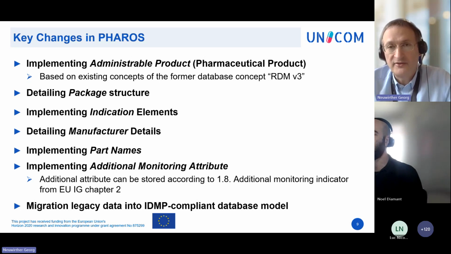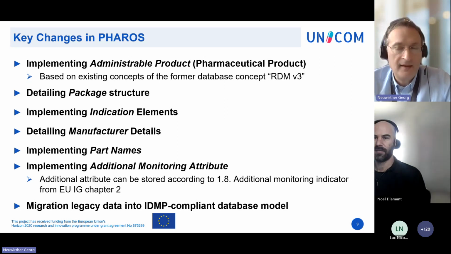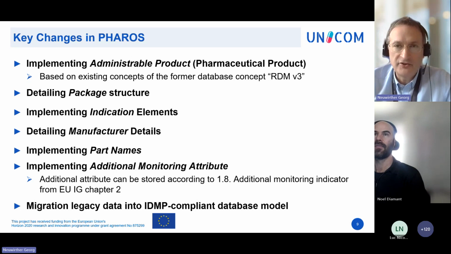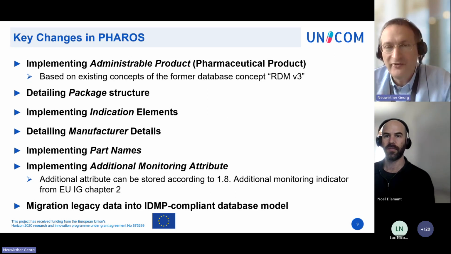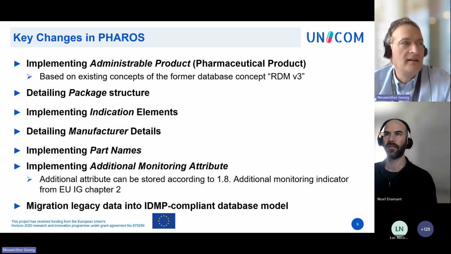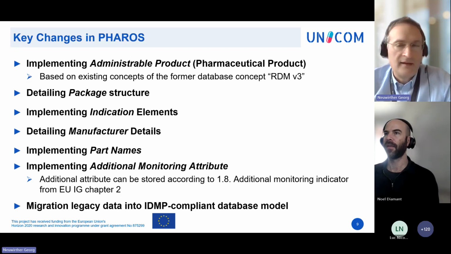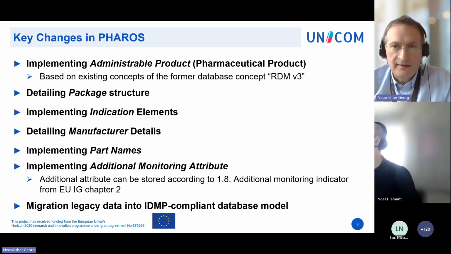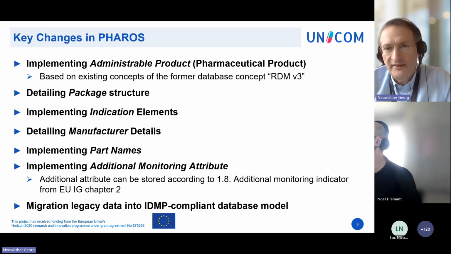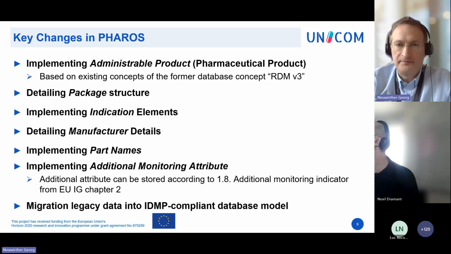Indications is a new information that we didn't have before in our system. Manufacturer details were enriched with new data elements. We also considered to have part names in the future. And we implemented some minor things, but also interesting to mention, the additional monitoring attribute as described in chapter 2 of the EU implementation guide. And then I have one slide giving some details how we did the migration of our human medicinal products into this new concept.